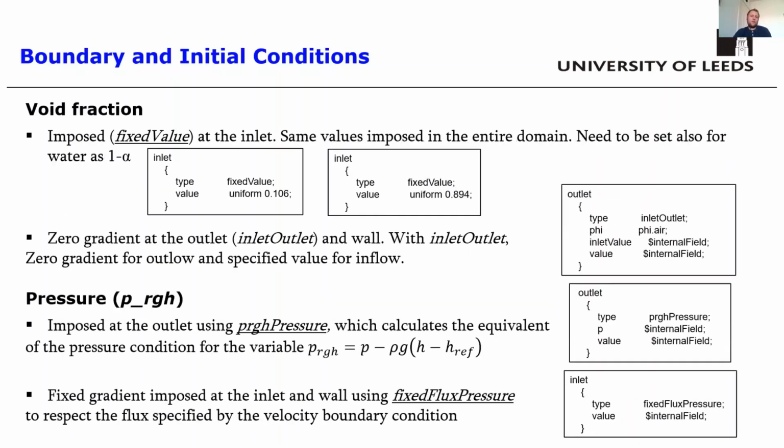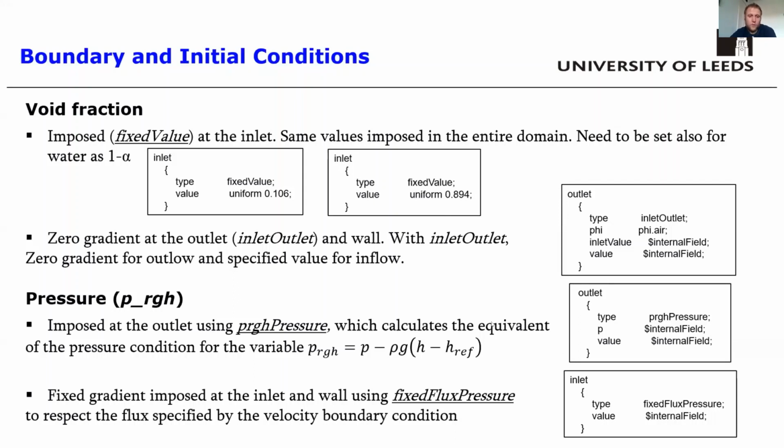For the void fraction, we again used a fixed value at the inlet section of the pipe, equal to 0.106, which is the value we know from experiment. Of course, we need to fix also the volume fraction of the liquid, and this will be 1 minus the volume fraction of the gas, which is named alpha in all this presentation. These values are considered uniform at the inlet and also in the entire domain as an initial condition. There is a zero gradient condition at the wall.